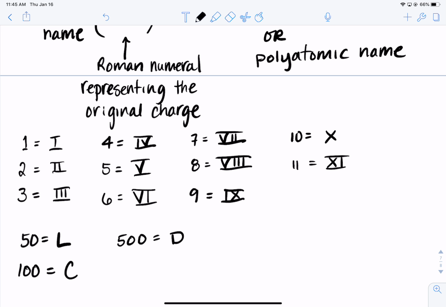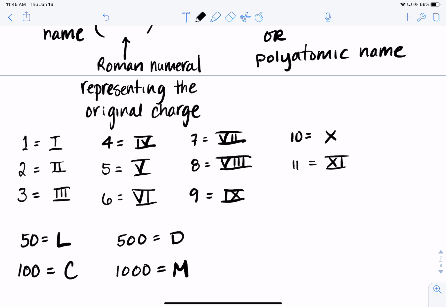And then 1,000, my Spanish speakers in the room, what is 1,000 in Spanish? Mil. Yeah, so M. A lot of these are Latin based, and Spanish is Latin based. So in science, often for my Spanish speakers, your brain's programmed already, which is kind of nice. I don't know Spanish, so it sucks for me. Not yet. I will.